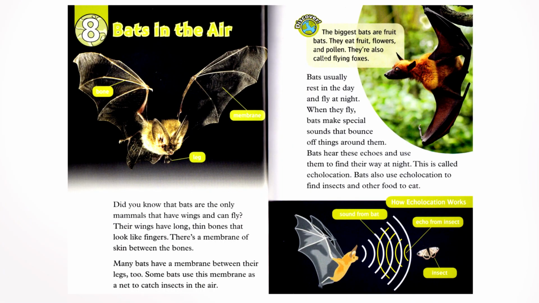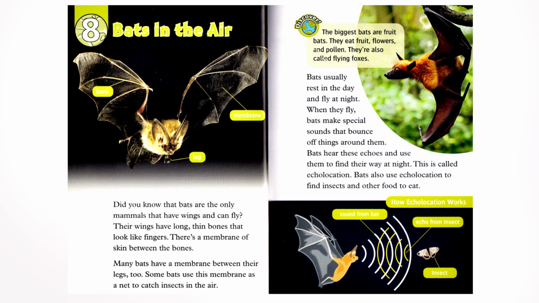Chapter 8. Bats in the Air. Did you know that bats are the only mammals that have wings and can fly? Their wings have long, thin bones that look like fingers. There's a membrane of skin between the bones. Many bats have a membrane between their legs, too. Some bats use this membrane as a net to catch insects in the air.